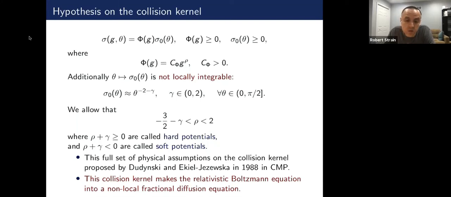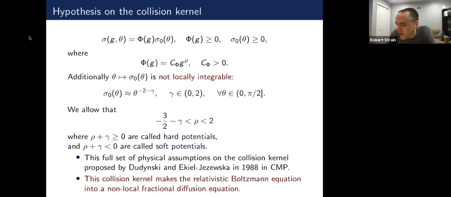But here's an example of a physical equation where that behavior was exhibited long before the tools needed to study it were known in mathematics. And the physicists, even Boltzmann and Maxwell, didn't really know the modern language of non-local fractional diffusion equations either. Okay, so here is the hypothesis on the collision kernel, and this is what it tells you. It tells you that the Boltzmann equation and the relativistic Boltzmann equation are non-local fractional diffusion equations.